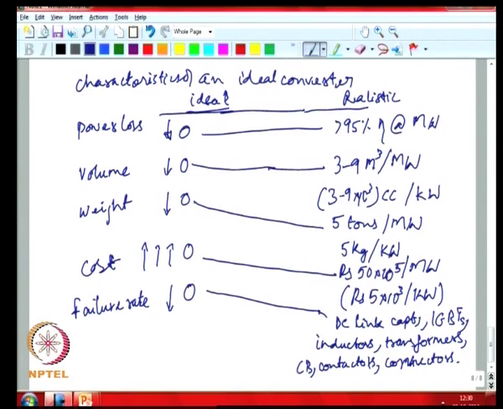So, just trying to make it ideal in terms of performance will magnify the cost, and that may not be always going for the highest performance, or conversely going for the lowest cost of the power converter may not be the ideal situation.